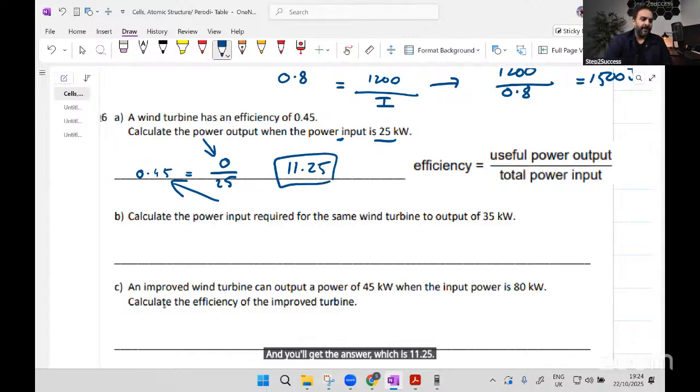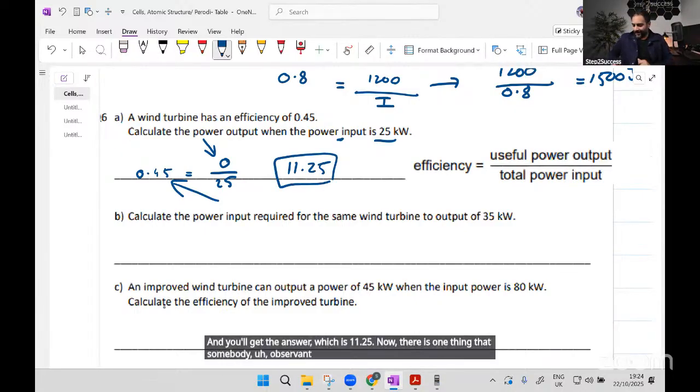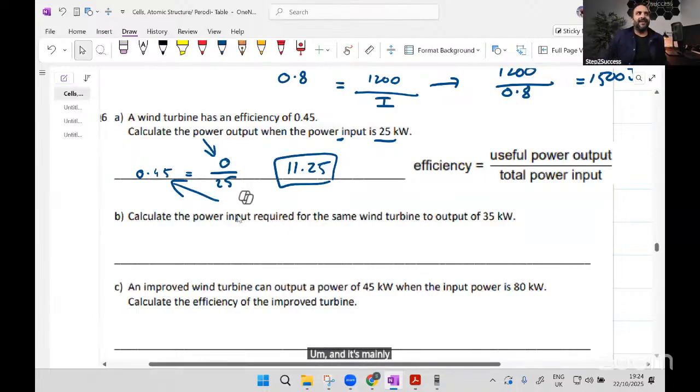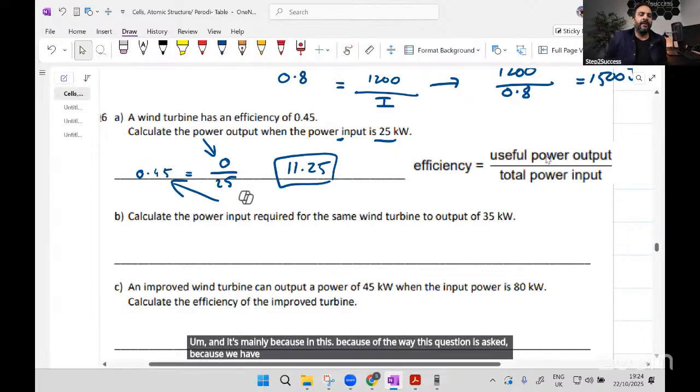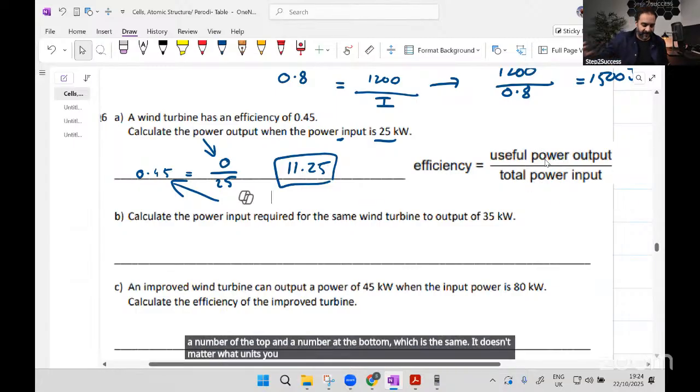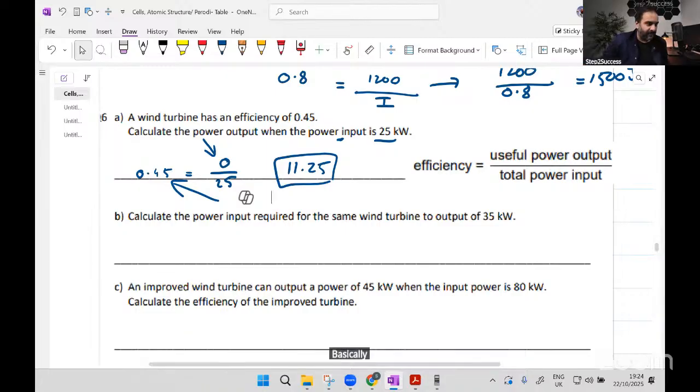Now, there is one thing that somebody observant might ask me, which is why am I not converting the units? For example, why did I not change kilowatts to watts and stuff? And it's mainly because of the way this question is asked, because we have both a number at the top and a number at the bottom, which is the same. It doesn't matter what units you use as long as they're both the same, basically, which is not the best explanation.